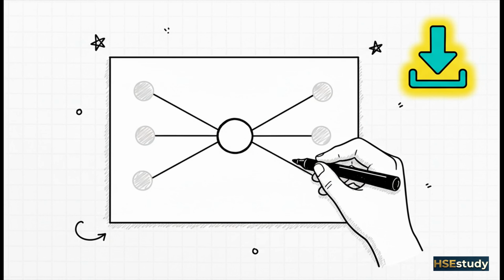So, are you ready to see your own risks with this kind of clarity? You can actually start today. A great first step is to download a simple Bowtie template and just try mapping out one of your own critical risk scenarios. I promise you, moving from a simple list of hazards to a visual map of your defenses might just change the way you see safety forever.